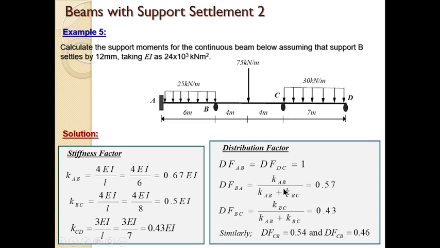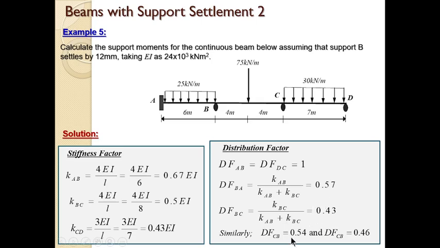That is the stiffness factor of AB divided by the sum of the stiffness factors of all the members meeting at that joint, which in that case is the stiffness factor of AB plus the stiffness factor of BC. So that gives us this. And if you do for B going to C, it will be the stiffness factor of BC divided by the sum of the stiffness factors of AB and BC, which is this. And it gives us this.